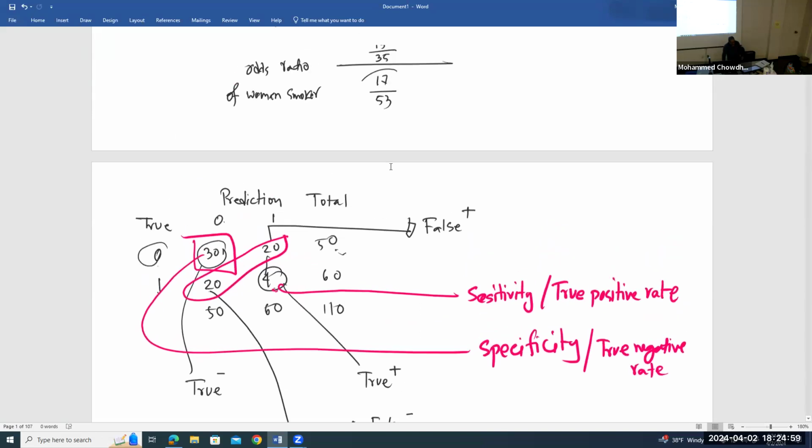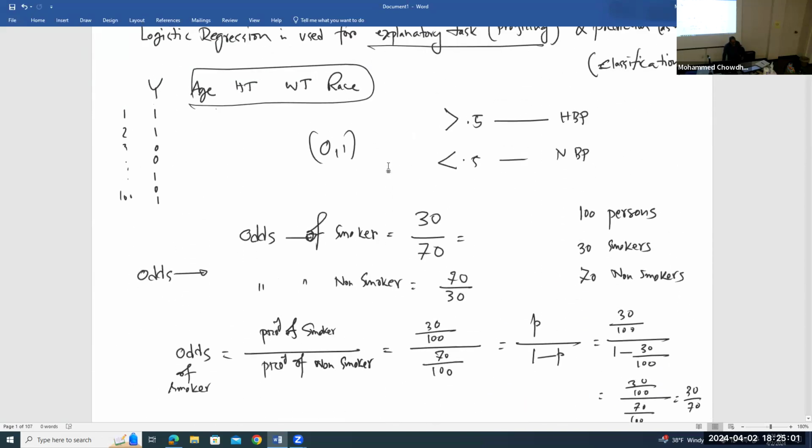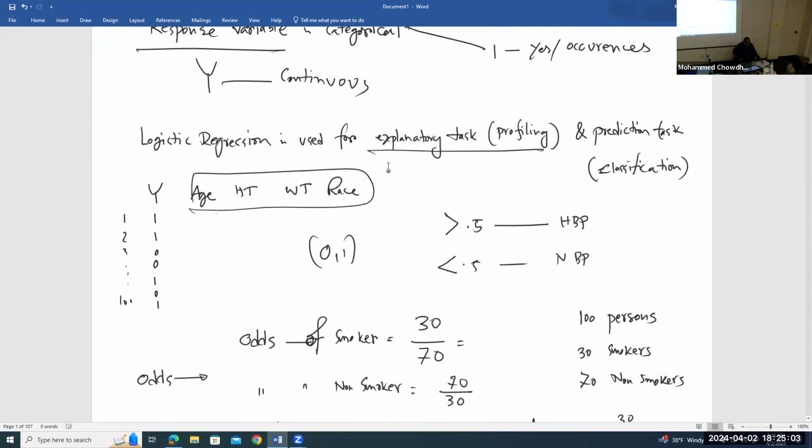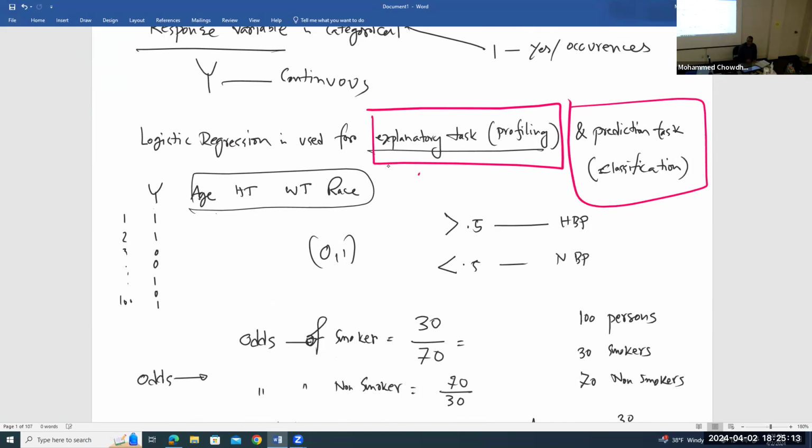So what does this logistic regression do? Two things. Explanatory, that means explaining the response variable with respect to the explanatory variables, and also prediction or classification, whether we can correctly do the classification. Clear?